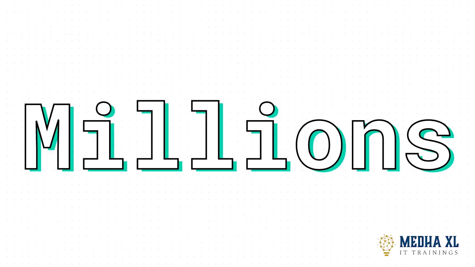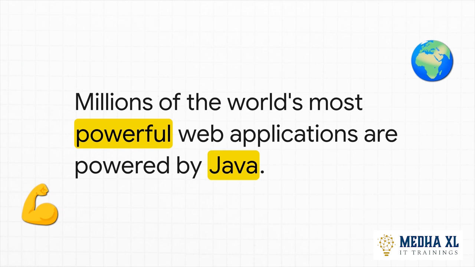The story starts with a number: millions. Yeah, you heard that right, millions of them. We're talking about huge applications. Think banking sites, massive e-commerce stores, you name it. They all rely on Java to do the really heavy lifting. And that's exactly why it's so cool to understand how it all works.